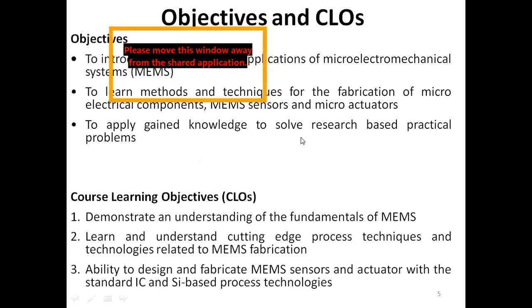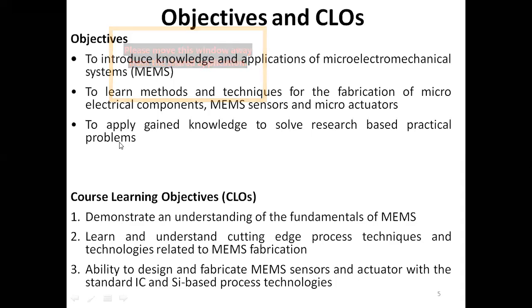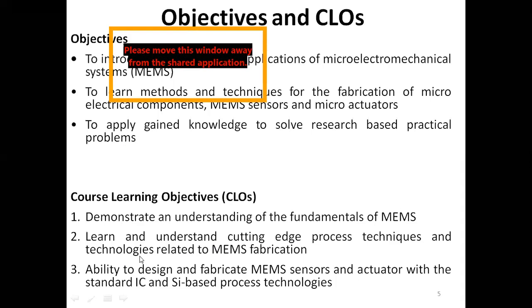The objectives and CLOs of the course: to introduce the application of micro electromechanical systems, to learn methods and techniques for the fabrication of electrical components, MEMS sensors and micro actuators, and to apply gained knowledge to solve research-based practical problems. CLOs: demonstrate an understanding of the fundamentals of MEMS, learn and understand cutting-edge process techniques and technologies related to MEMS fabrication, and the ability to design and fabricate MEMS sensors and actuators with standard IC and silicon-based processing technology.